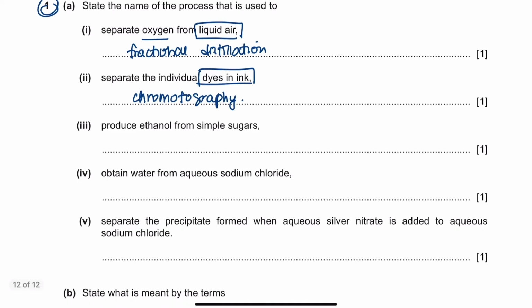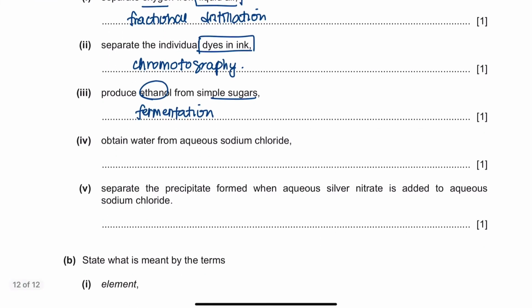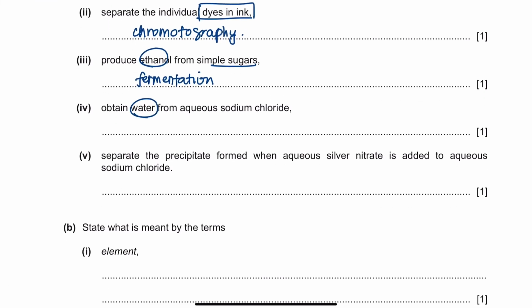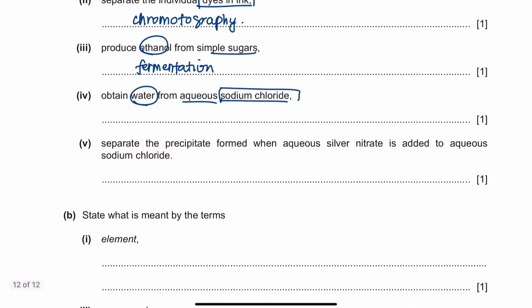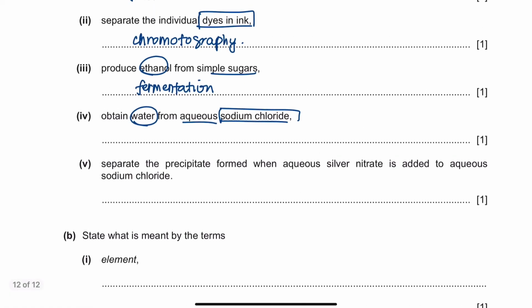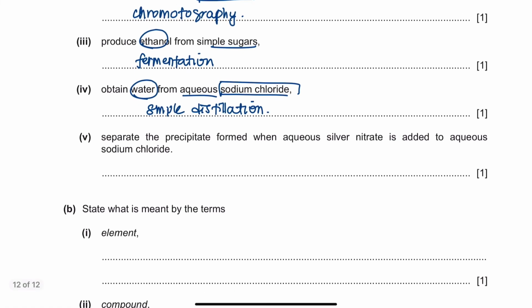Question 3. Produce alcohol from simple sugars. This is fermentation. Question 4. Obtain water from aqueous sodium chloride. In order to separate water from another aqueous solution, you just need to do simple distillation. Question 5. Separate the precipitate formed when aqueous silver nitrate is added to aqueous sodium chloride. This means that you're trying to separate a solid from a liquid, so this is simple. You just need to use filtration.